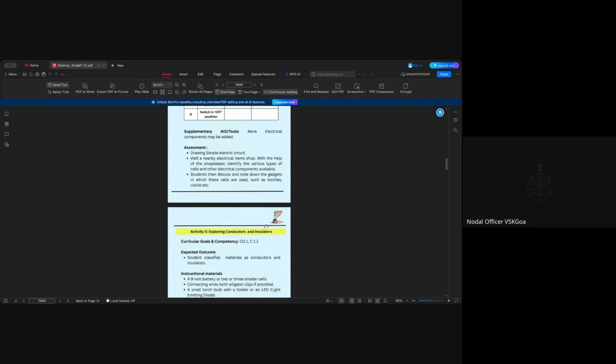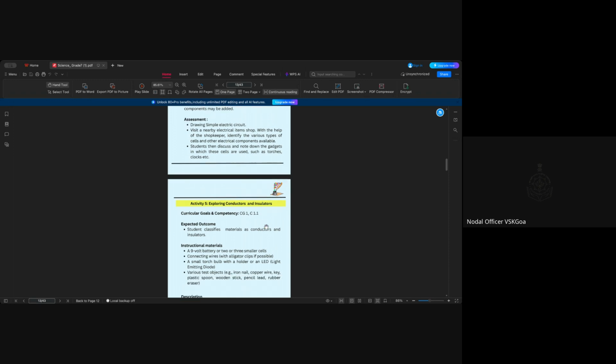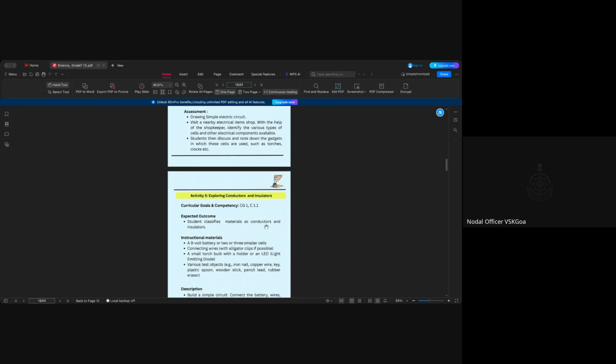That's related to electrical components. The fifth activity in this context is related to exploring conductors and insulators. Here, it is catering to CG1. Along with that, it is also catering to CG2, 6, and 7, the same as the previous one.